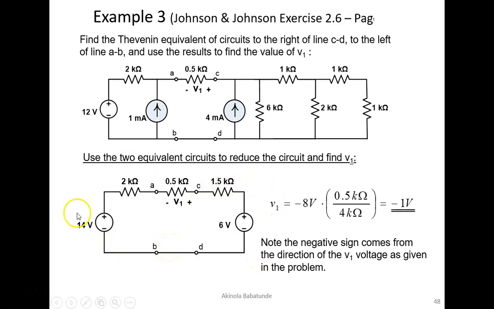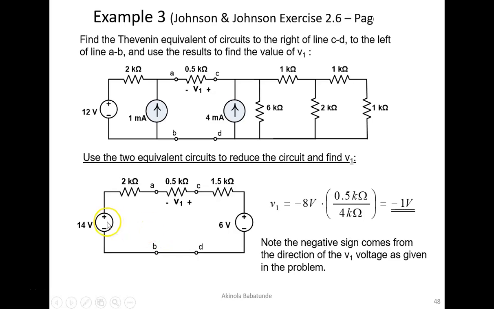The equivalent resistance for this circuit therefore will be equal to the summation of this resistance plus this resistance plus this resistance, because they are now all in series, and that gives us 2 plus 0.5 plus 1.5. That's 4 kilo ohms. And since we are looking for V1, we can easily say that V1 is the voltage across this 0.5 kilo ohms, and that's going to be very easy to find. All right, we know our V source. How do we find our V source, by the way? From what you can see here, we have 2 series voltages, voltage 1 and voltage 2.